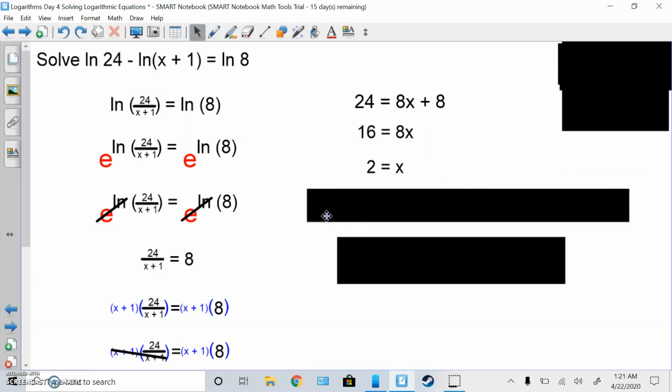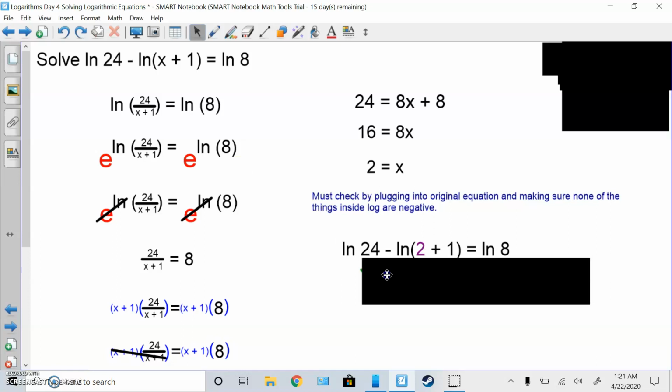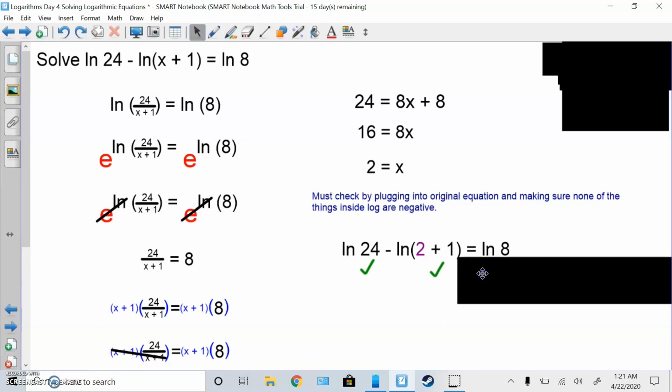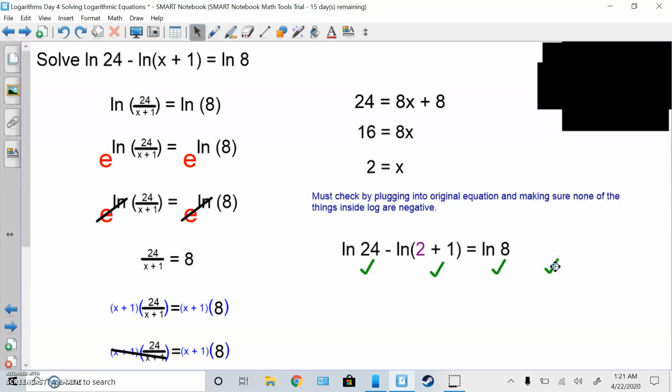Before I box that in, I have to check. Plug into the original problem and make sure it's not negative or 0 for any of the logs, including ln. So I plugged in. The first one is ln 24. You can log any base of 24, that's good. This one will be ln of 2 plus 1, which is 3. You can ln 3, that's good. And this one as well is positive, so we're good. So this answer does work out. The answer is x equals 2.